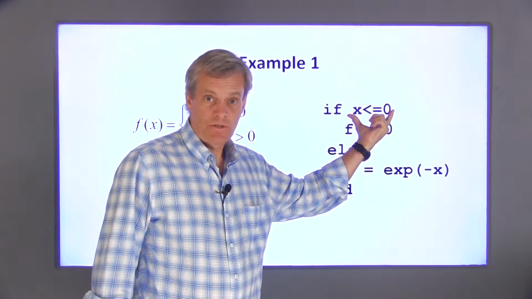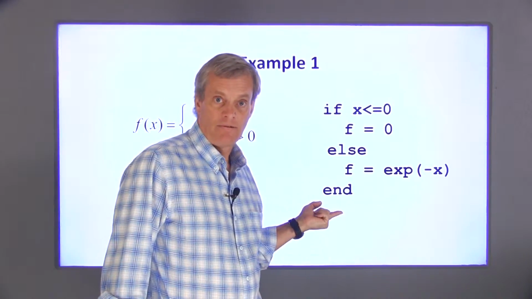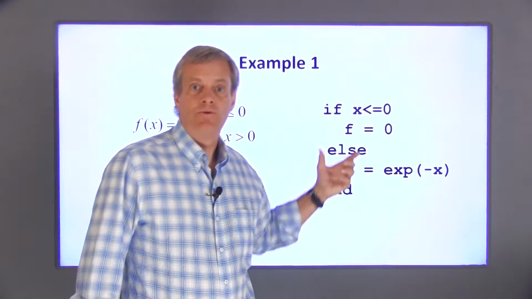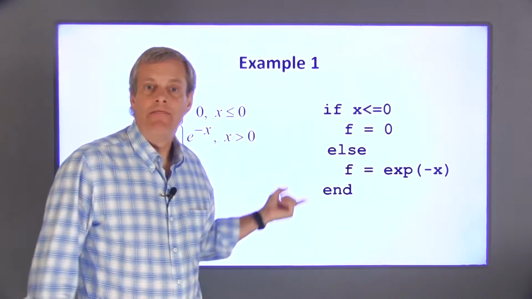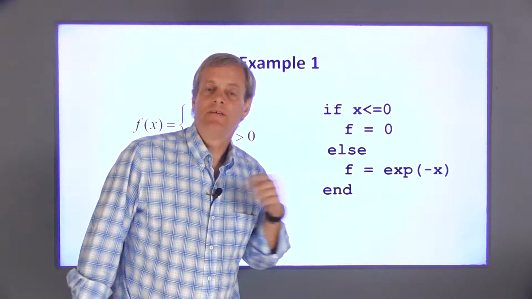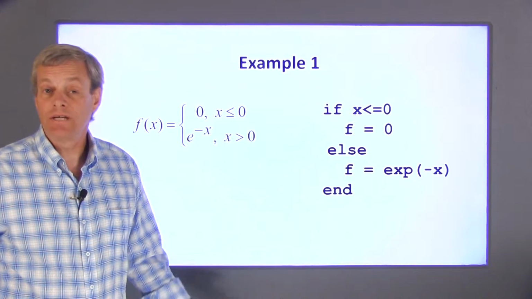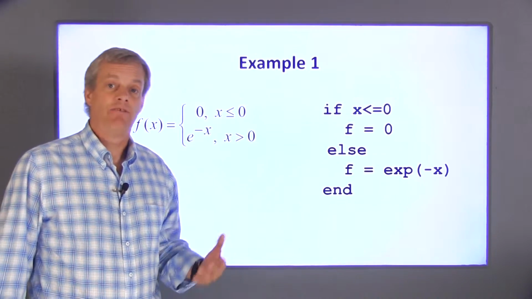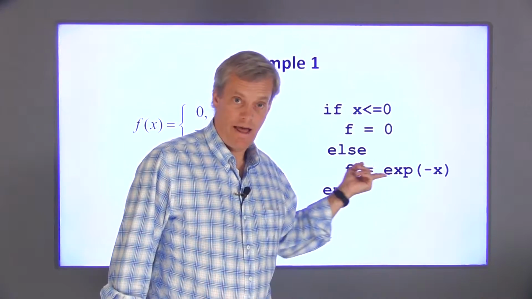If this is true, f gets set equal to 0 and the program jumps out of the block. If this is not true, then f is set equal to e to the minus x, and then the program terminates. This implementation never considers that x will be anything other than a real number, so it doesn't check any other conditions. If x is real, it has to be either greater than or equal to 0 or not.